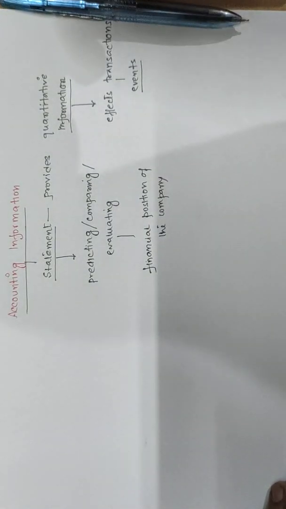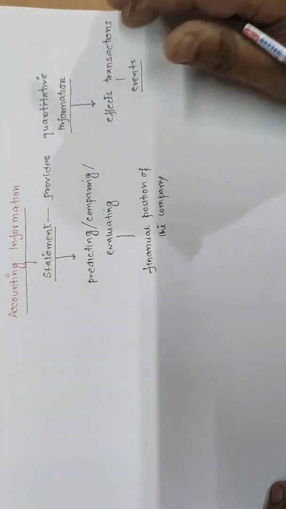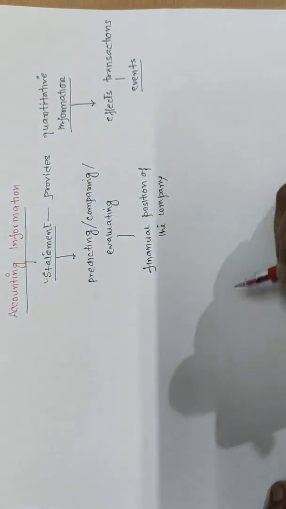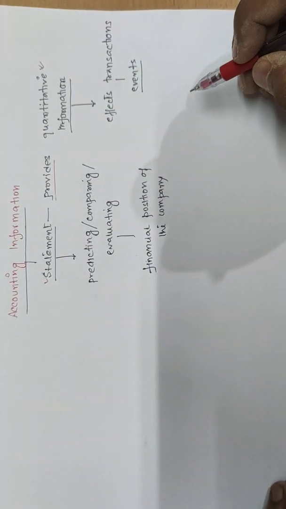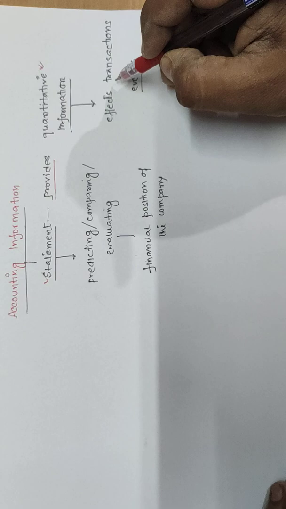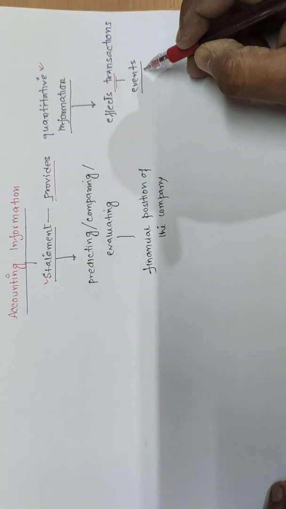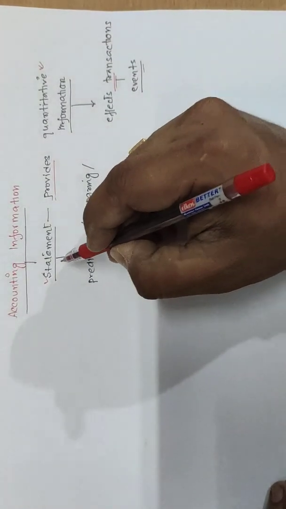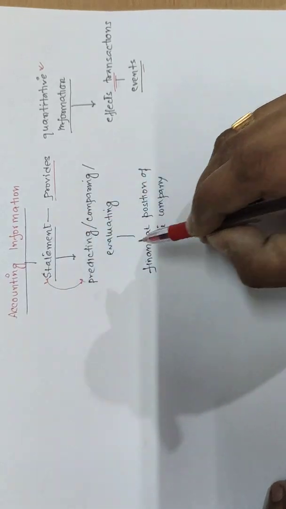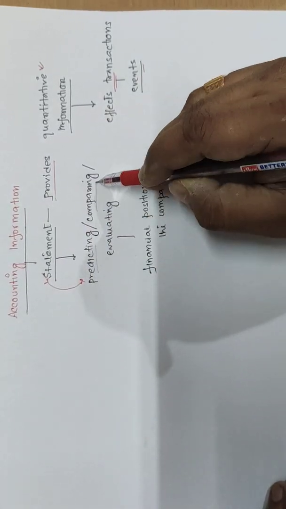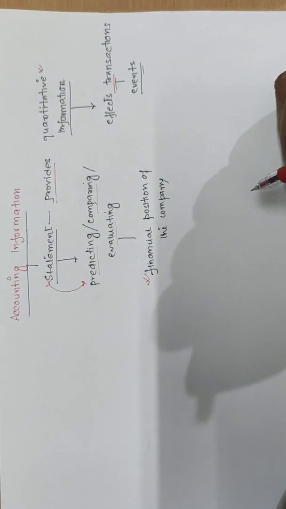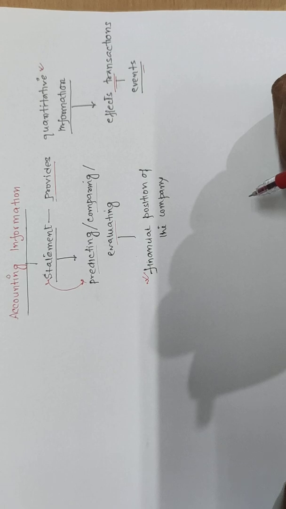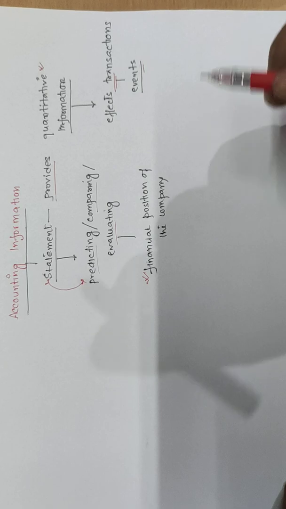So what did we understand? First of all, it is a statement which provides qualitative information on the effect of transactions and events. It is again a statement because it is predicting, comparing and evaluating. What do they evaluate? The financial position of the company.